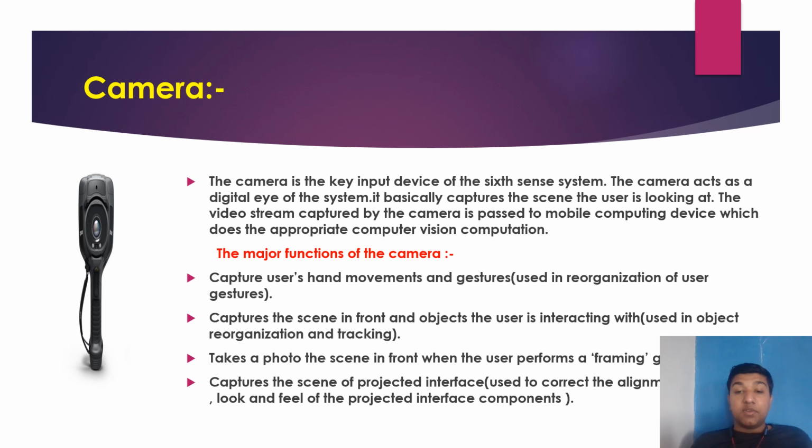Now what are the major functions of the camera? First, it captures the user's hand movements and gestures. Second, it captures the scene in front and objects the user is interacting with. Third, it takes a photo of the scene in front when the user performs a framing gesture. Last, it captures the scene of the projected interface.